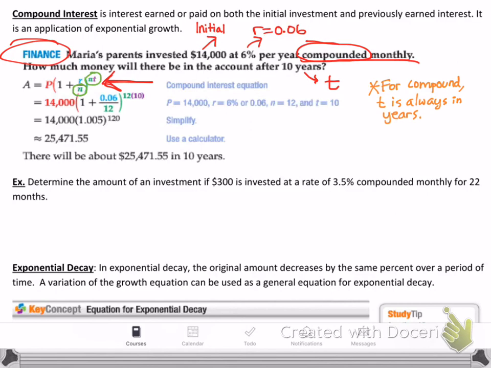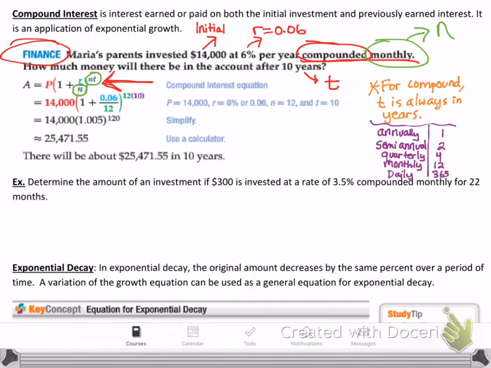Now the letter n is the same thing. What n stands for is how many times it is compounded. This tells you what my n is. Let me give you a little chart of what the numbers will actually be. So compound interest is always for years, right? If it's compounded annually, then it's 1. Semi-annually means twice in 1 year. Quarterly means 4 times in 1 year. Monthly means 12 times in 1 year. Daily means 365 times in 1 year.